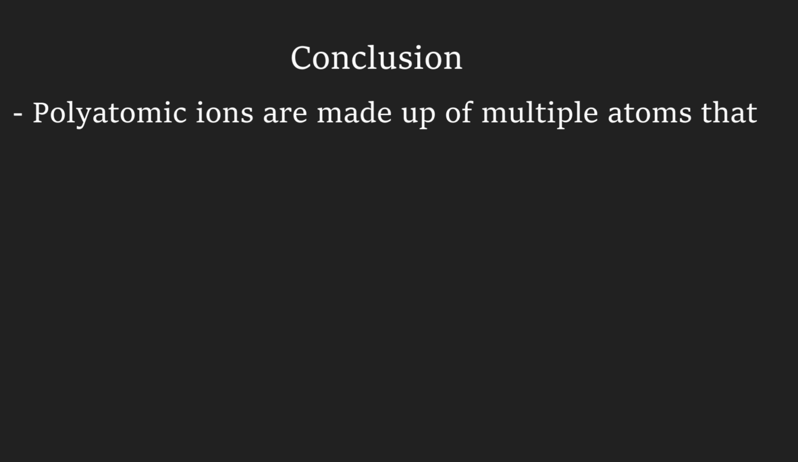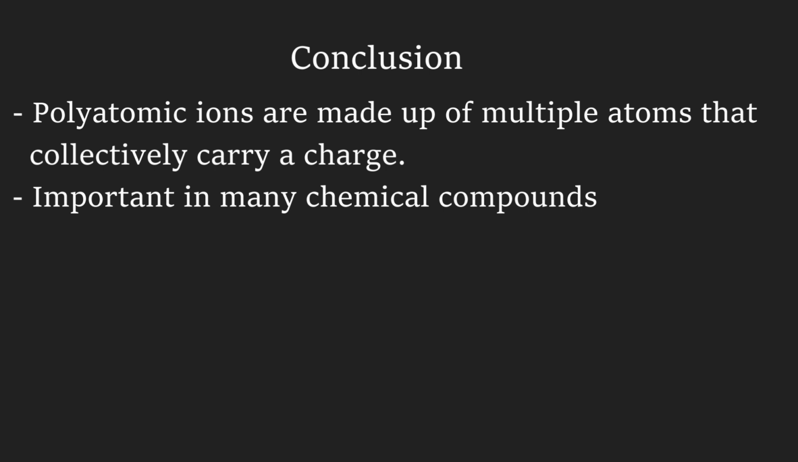In summary, polyatomic ions are complex ions that are made up of multiple atoms that collectively carry a charge. They are important components in many chemical compounds and biological processes. And so understanding what they are, how they are formed, and how they are named is essential for anyone studying chemistry.